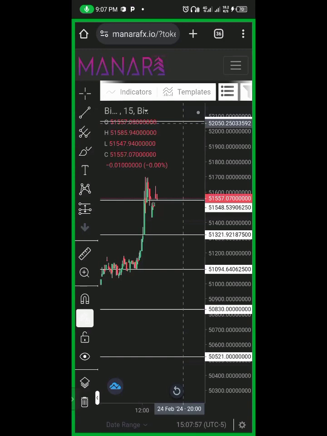Remember, especially for beginners, we always tell you to use a standard rule. If you don't know how to calculate lot size yet, whatever you have is $100, do 0.01 or 0.02 maximum for a normal trade. If you are using a $200 account, you can do 0.04. If you are using a $300 account, you can do 0.06 maximum.